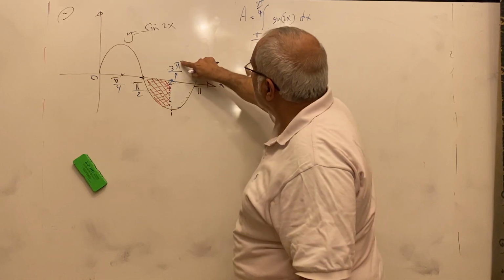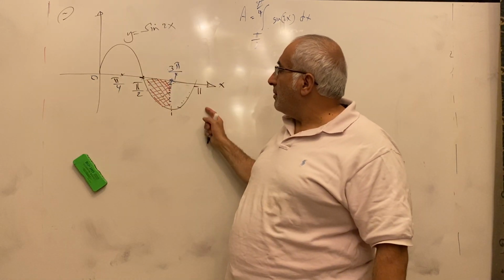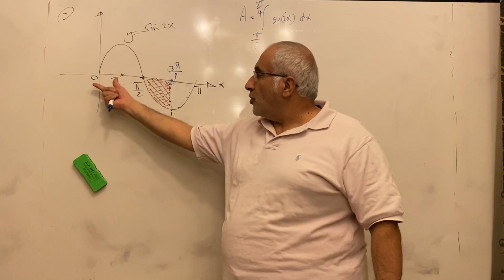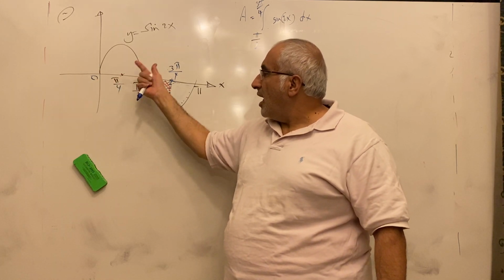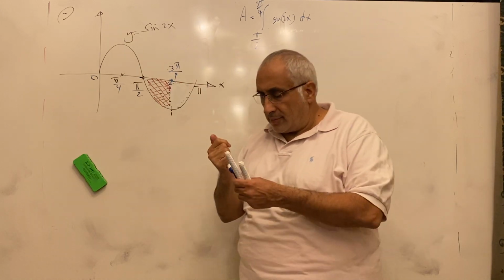Okay guys? Clear? So the whole period is pi. Half of it, pi over 2. Half of the half is pi over 4. So quarter and a quarter, half. Half plus another quarter, 3/4. Plus another quarter is 1.